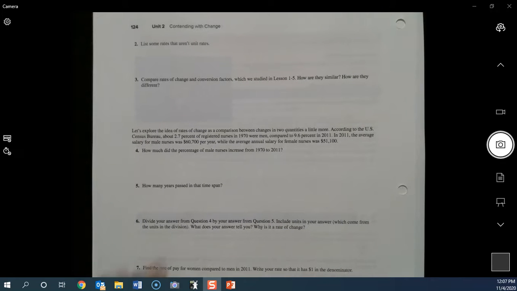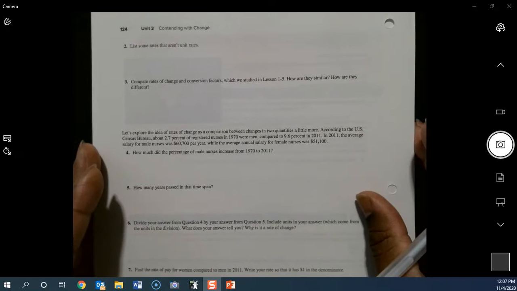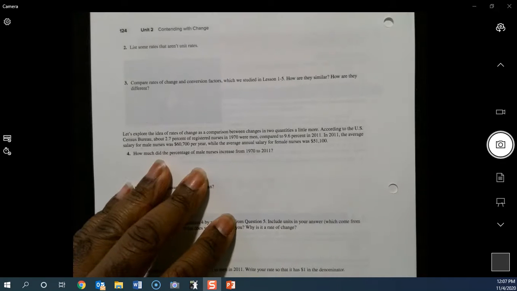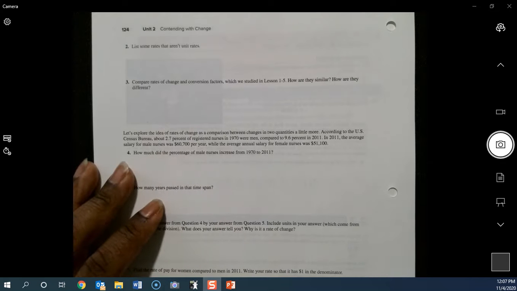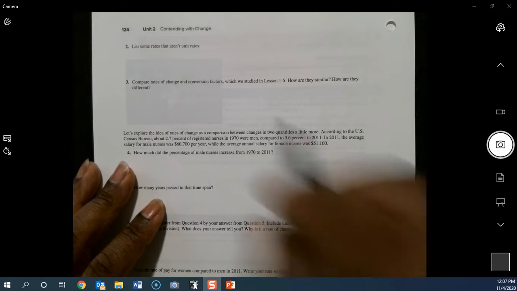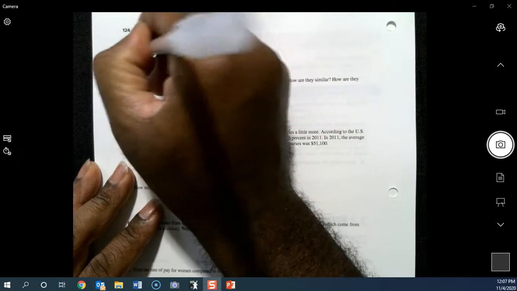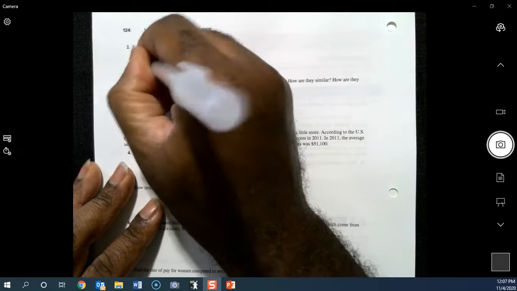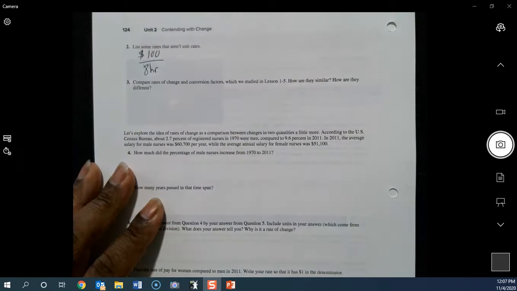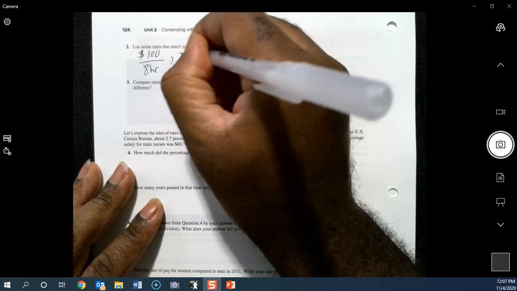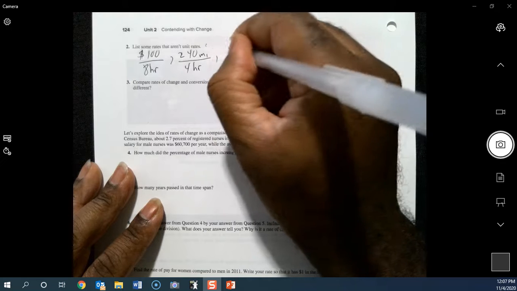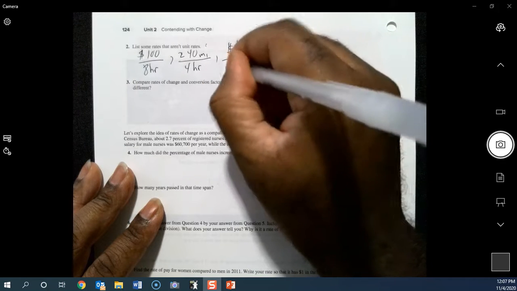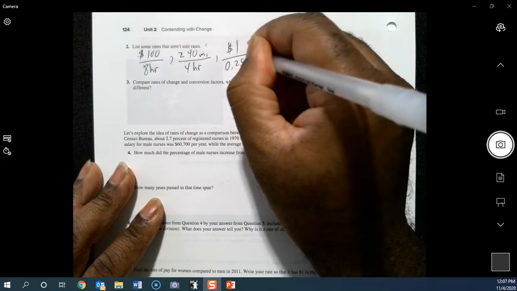Now for number 2, it says list some rates that aren't unit rates. Now remember, unit rates specifically state that it must be divided by 1. So with that in mind, if we took $100 for 8 hours, that is not a unit rate because it's not divided by 1. We have 240 miles for 4 hours, and then $1 for 0.25 miles.